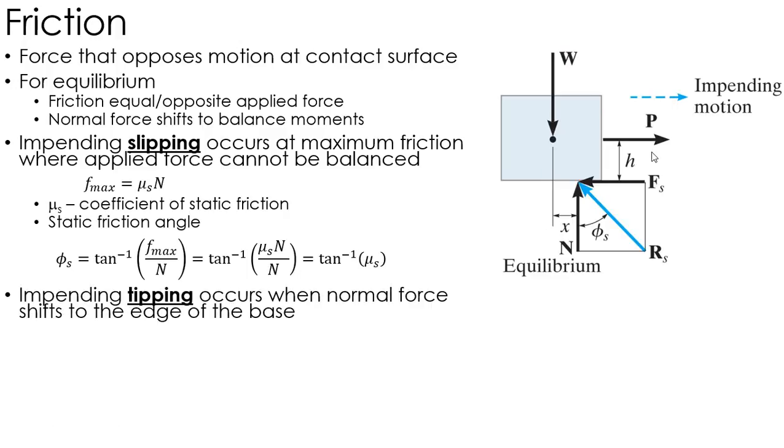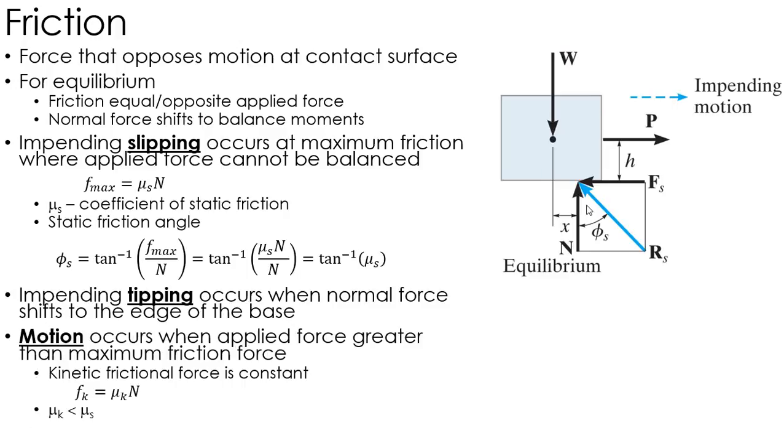Now, I can have another type of motion that could occur. I could have tipping, and right before this thing starts to tip, my normal force is over here at the edge. If I apply any more force and create a larger couple moment between P and the friction force, then N has to move over, and there's no more place for N to go. Therefore, this thing has to tip over. So right before this thing starts to tip, N is essentially over here at the corner. Any more than that, this thing is tipping over. So that's another type of impending motion.